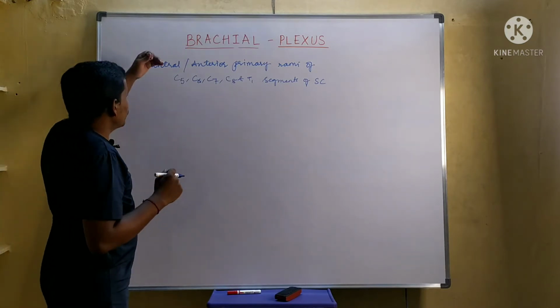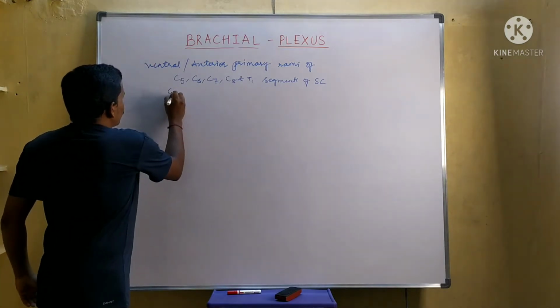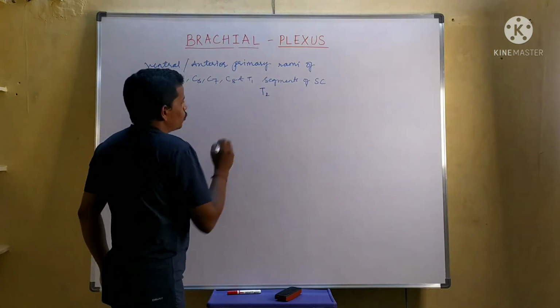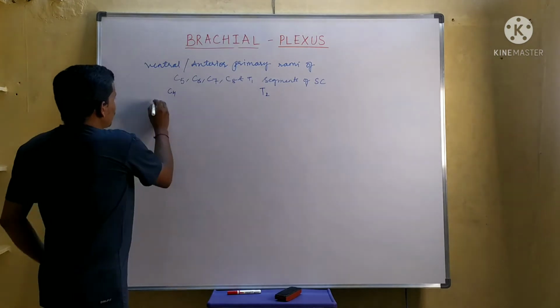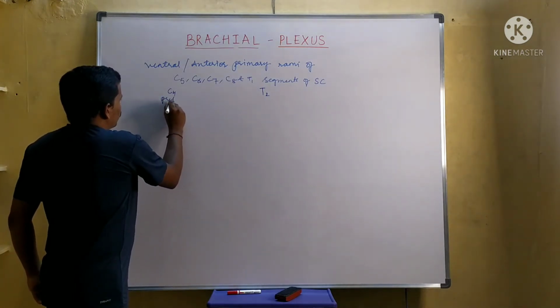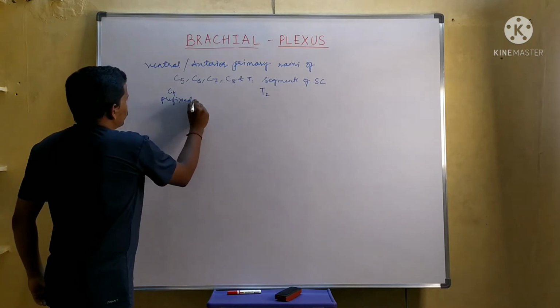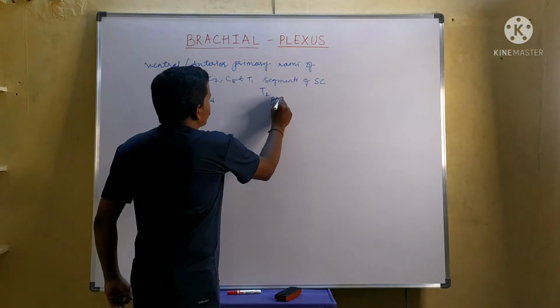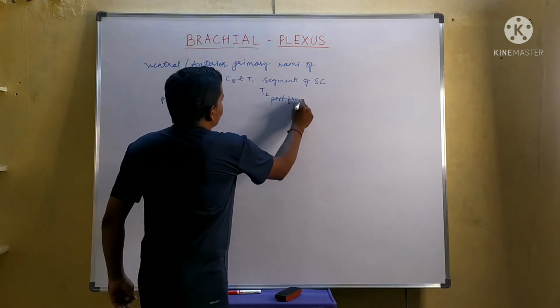Now, the one segment may be upper and one segment may be lower. If the one segment is upper, the C4 may also contribute, and if it is one segment lower, T2 may also contribute. This is known as prefixed plexus, and the postfixed plexus.